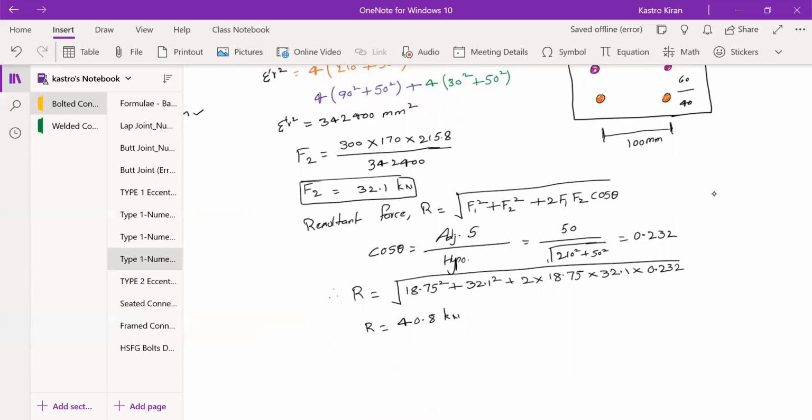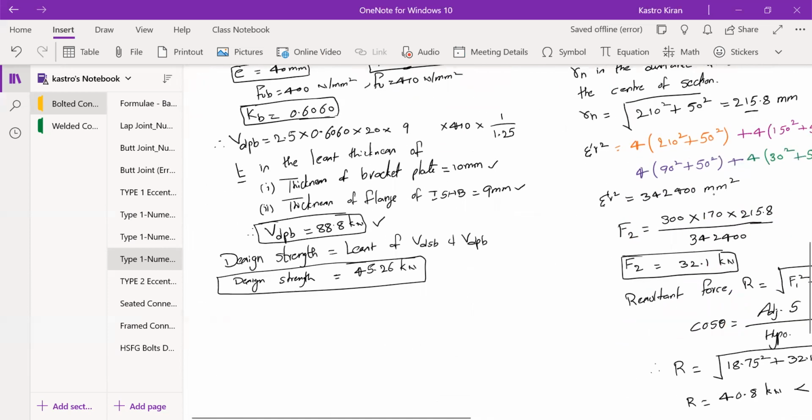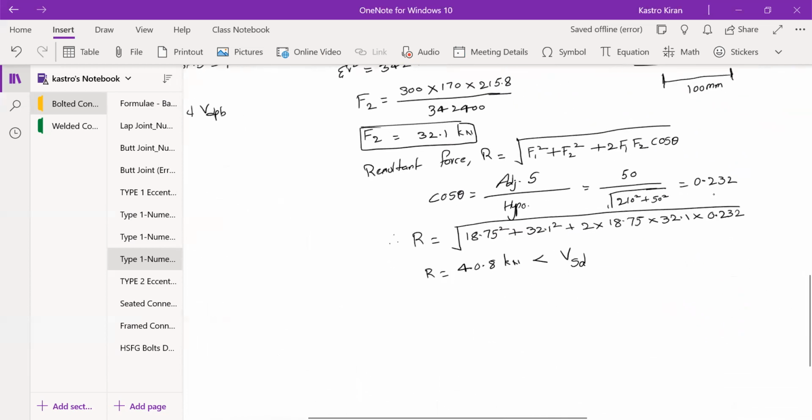Now, how to know whether the value you have calculated is correct or not? Suppose you have got the resultant force as 40.8 kilonewtons. The value of the resultant force must be less than the value of the design strength. So let's look at the design strength value. We solved for design strength, which is 45.26 kilonewtons. Here the resultant force is less than the design strength. Hence, the connection is safe.